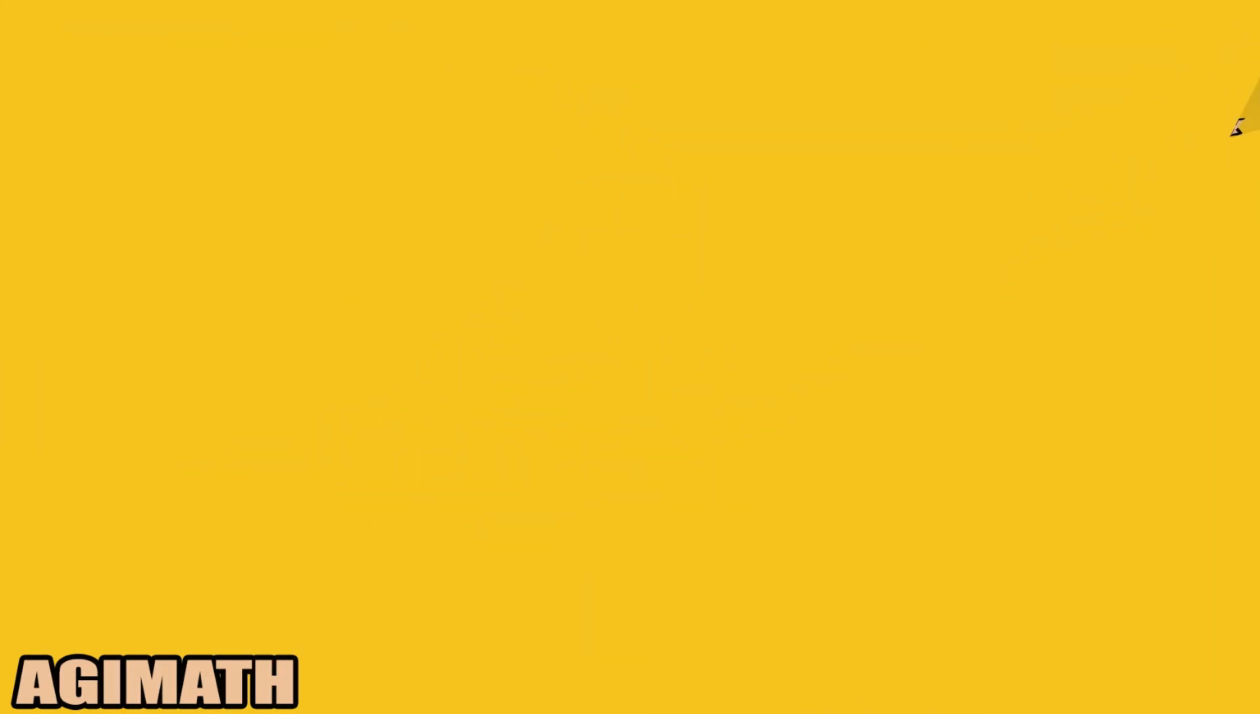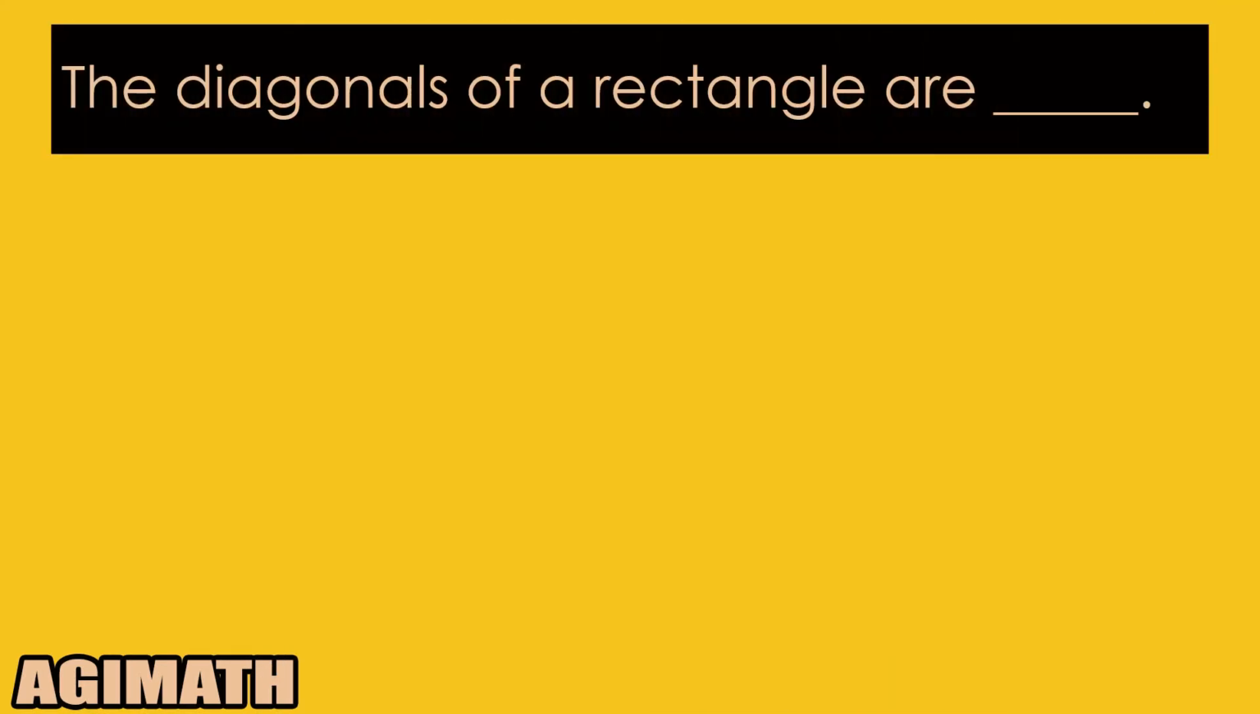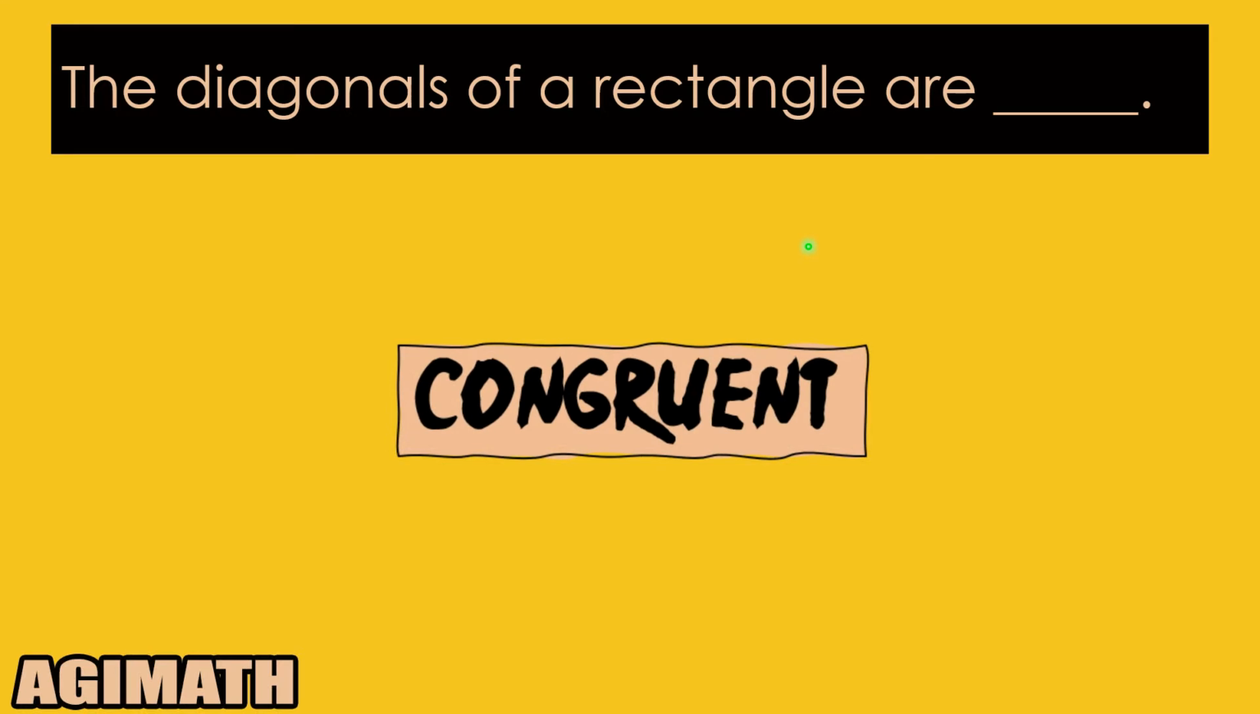Next question. A rectangle has blank right angles. As I said earlier, a rectangle has four right angles. Next. The diagonals of a rectangle are blank. So this is one of the theorems under special types of parallelogram, and always remember these important theorems. The diagonals of a rectangle are congruent. But for a rhombus, they are perpendicular, and then again, for a square, both congruent and perpendicular.